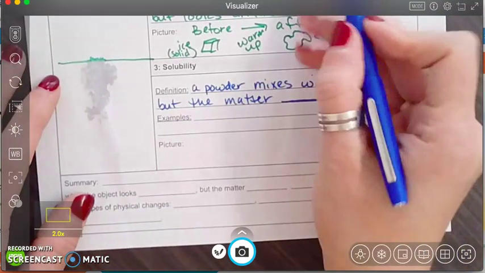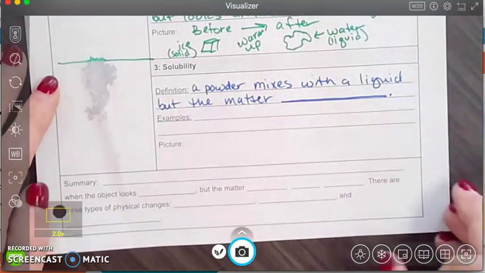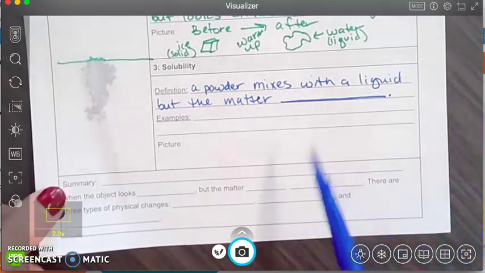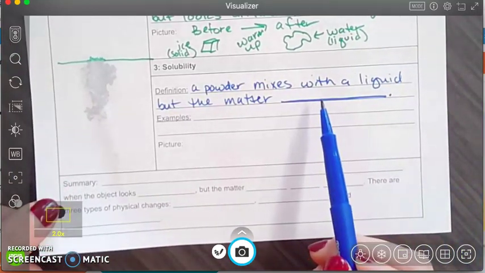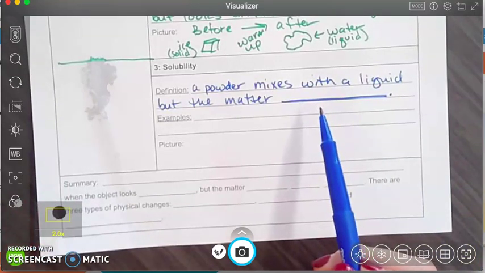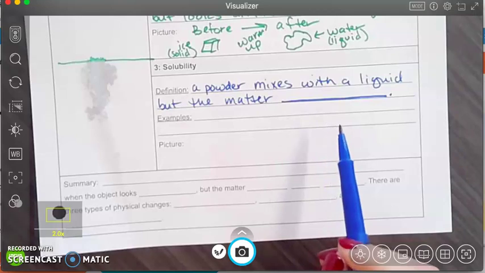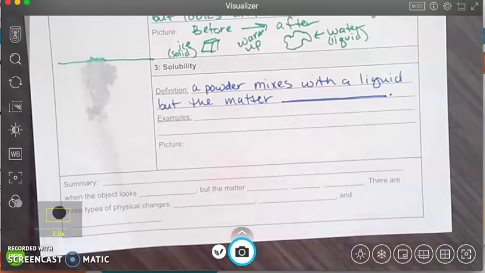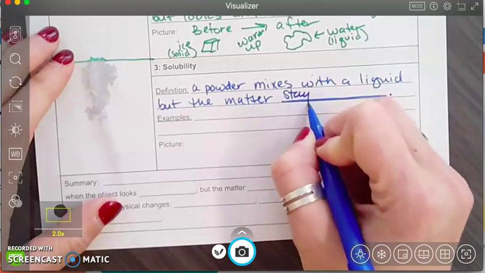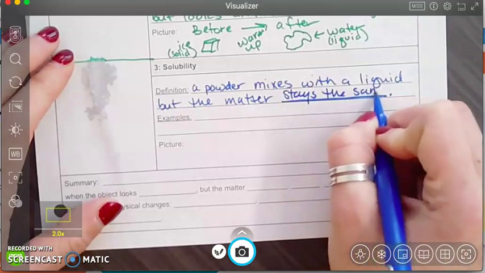What did we write about the matter in shape change? What did we write about the matter in state change? So what can we write about the matter here? Does it change or stay the same? Press pause, fill this out as a class, press play to begin again. Hopefully you have the matter stays the same.